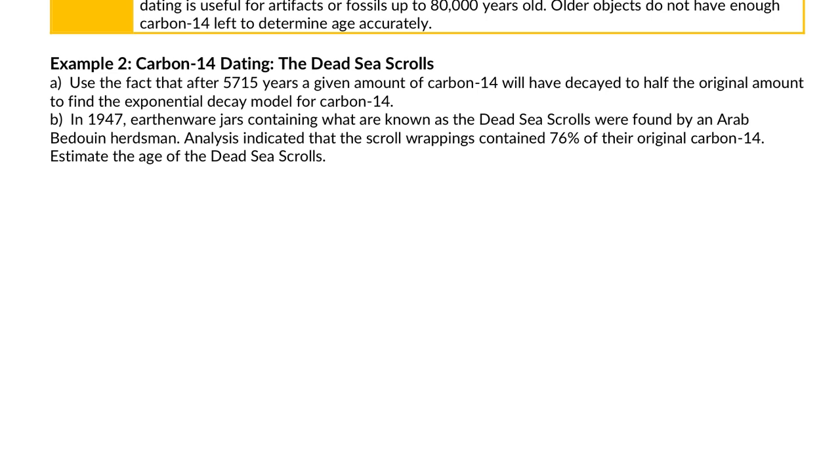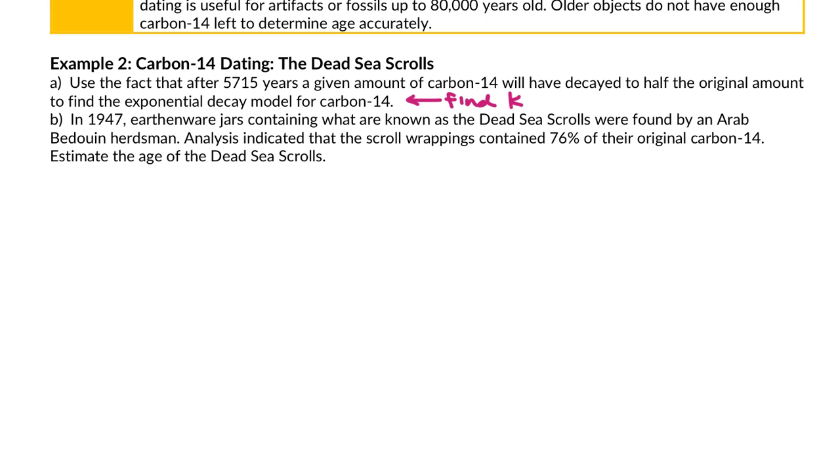So it says, example 2, carbon-14 dating, the Dead Sea Scrolls. Use the fact that after 5,715 years, a given amount of carbon-14 will have decayed to half the original amount to find the exponential decay model for carbon-14. That is a fancy way of asking you to use that information to find k, because that's the one thing we will not have been given in this problem.